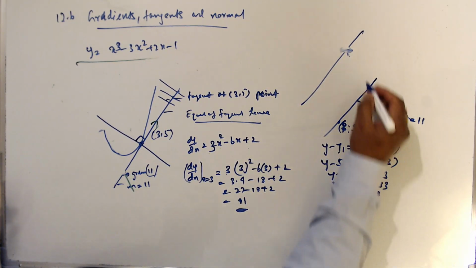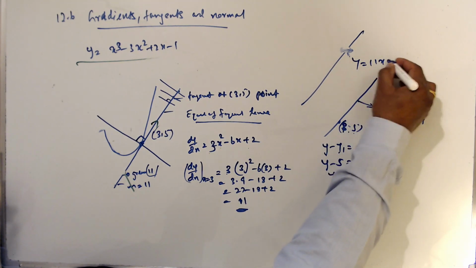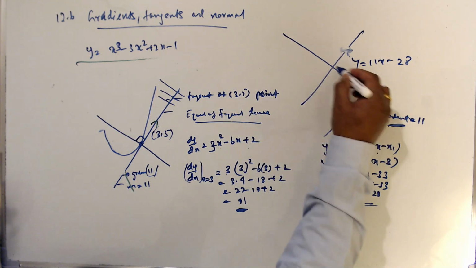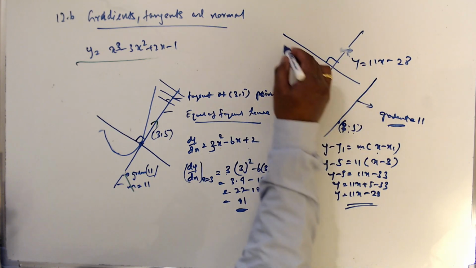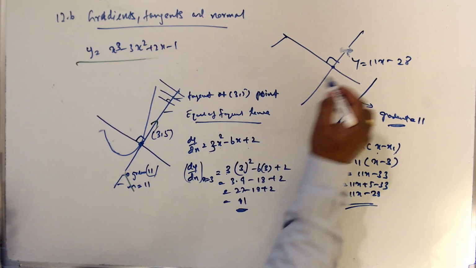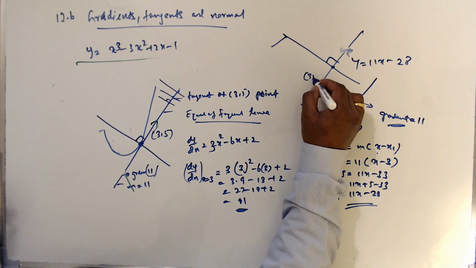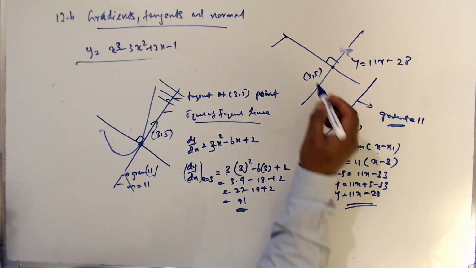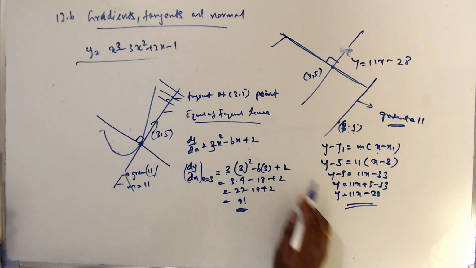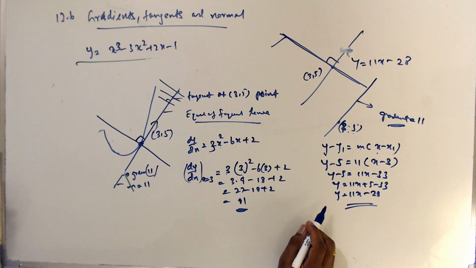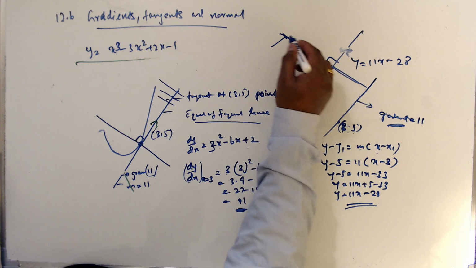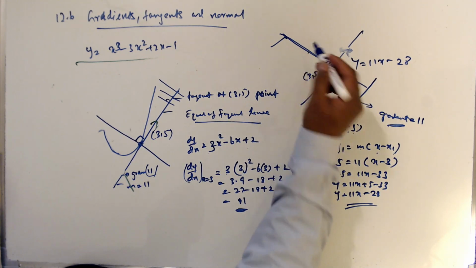You have one line, this is y equals 11x minus 28, and you have a perpendicular line. That is the normal, and this point is (3, 5). Now you want to find the equation of the normal. How do you find the equation of the normal? If you know the gradient, then you can find the equation.